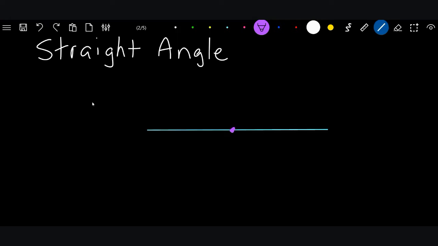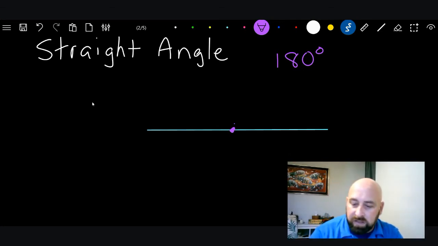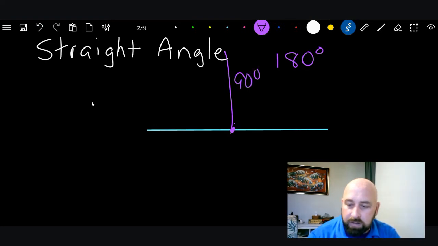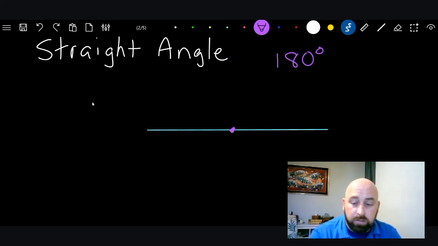Well, all straight angles always equal 180 degrees. So if I put a protractor on that, I would see that this one right here would be 90 degrees. And so if I added one right angle, 90 degrees, and added another right angle, 90 degrees, 90 plus 90 is 180. A straight angle always equals 180 degrees. Okay.